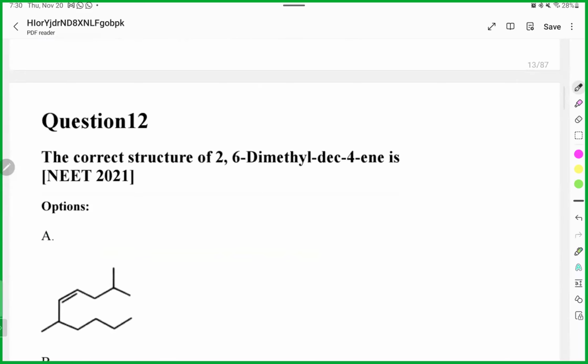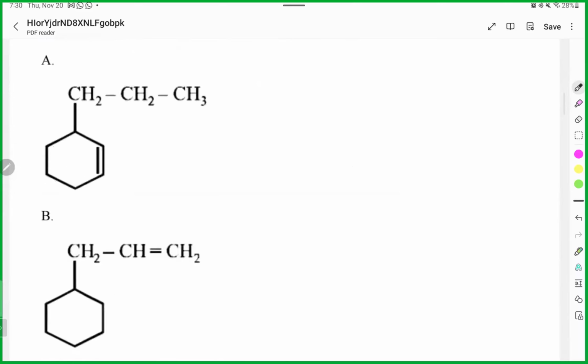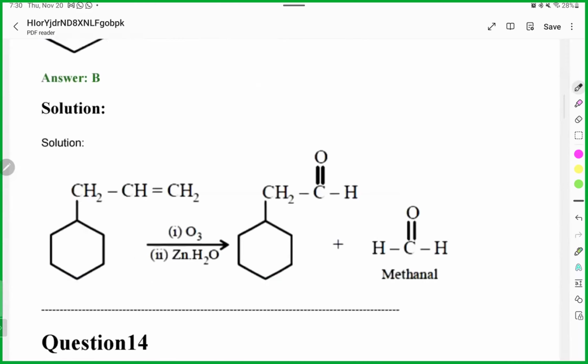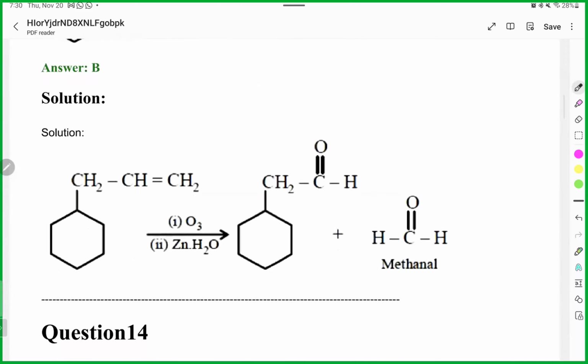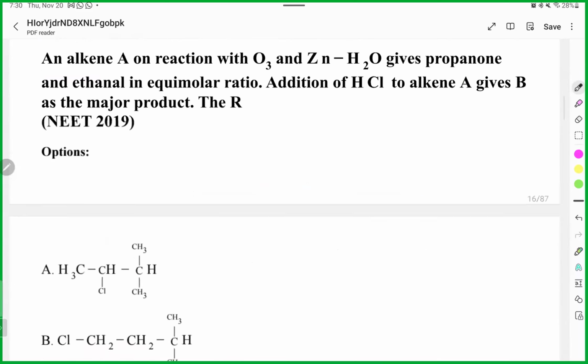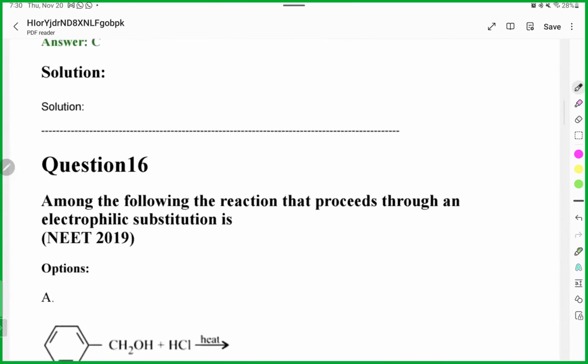Incorrect of alkene formation, correct structure of this. Ozonolysis. Ozonolysis is very, very popular. Electrophilic substitution.